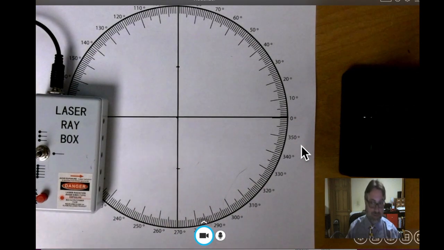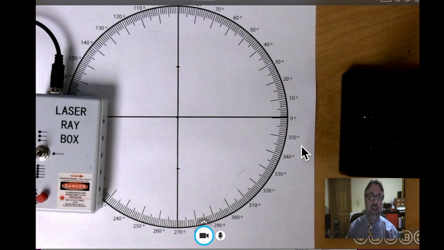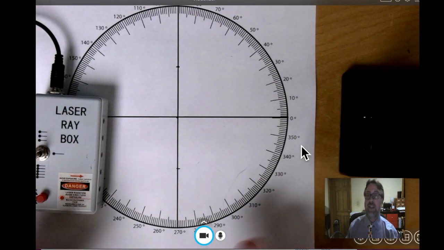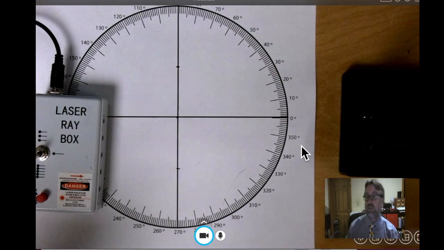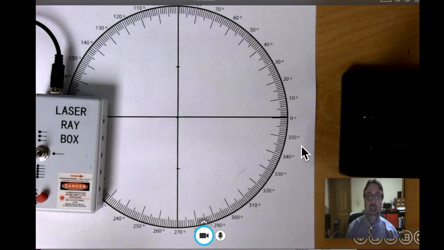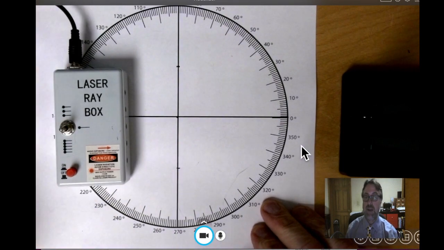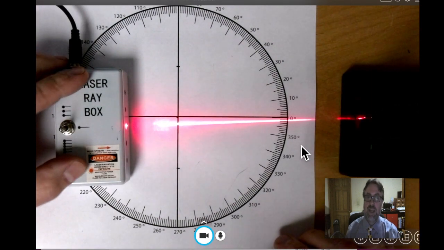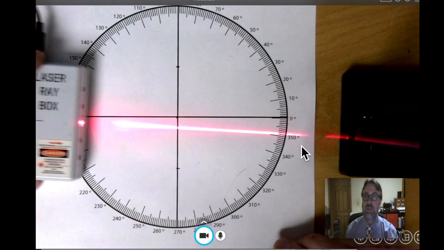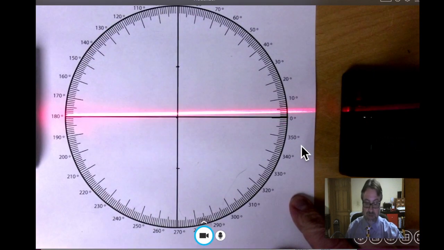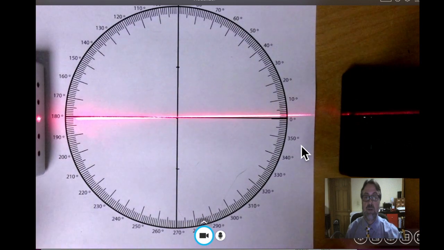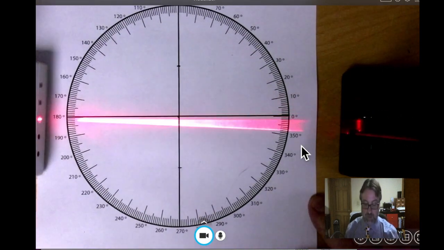I wanted to do some demonstrations of refractions. We've gone through the presentation, there's been a lot of diagrams, but it's always nice when we can see physics in action. So what I have here is a piece of paper with a circular protractor printed on it. Basically just a reference of 360 degrees around. And I have my laser ray box again, which should create a light source that is bright enough to appear on camera. And we can see that the laser beam gets sent straight out across this reference paper.